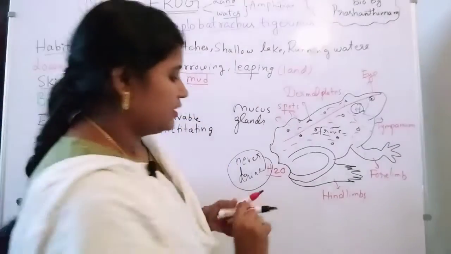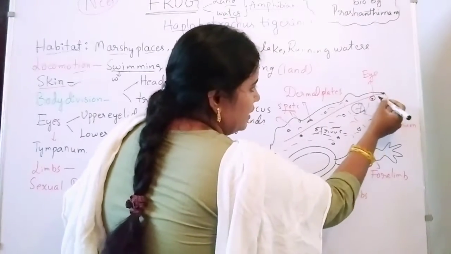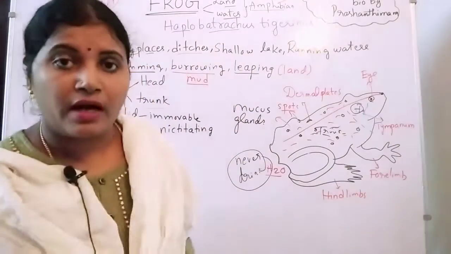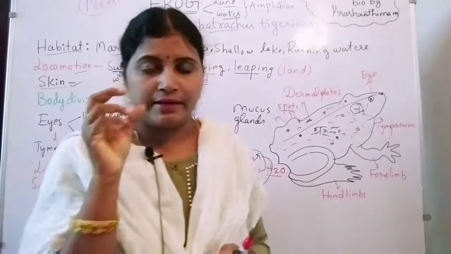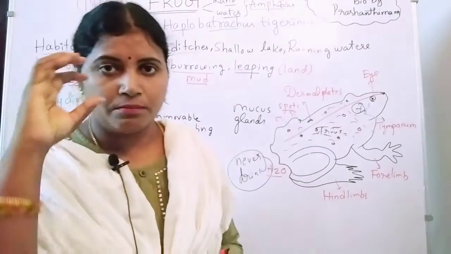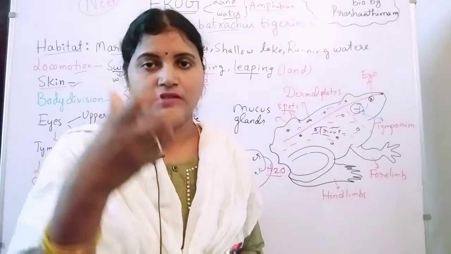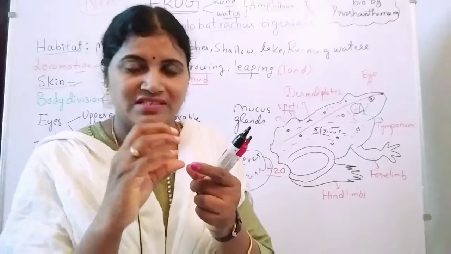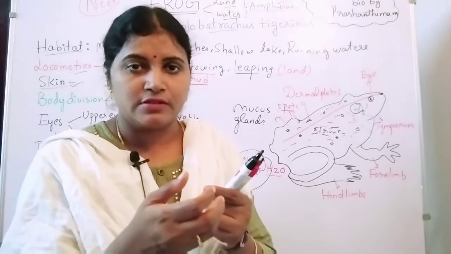After the nostrils, it contains the compound eye. Very, very important part, the eye. So here the eye is a bulged eye. We can see it as a bulged eye. It is just a swollen part like a structure.